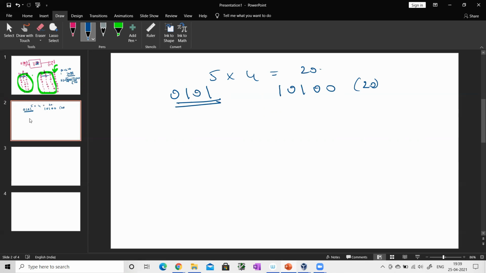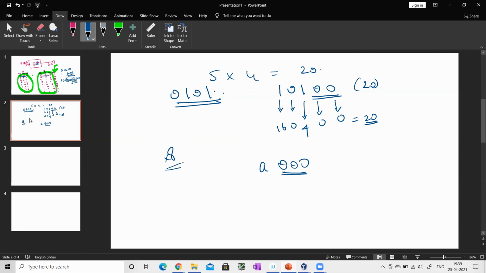This is nothing but appending 2 zeros to the number. You can check: 2 power 0 times 0, 2 power 1 times 0, 2 power 2 which is 4, 2 power 3 times 0, 2 power 4 which is 16. I'm doing the binary to decimal conversion. The answer is indeed 20. Similarly, if I take any number and multiply it by 8, I need to append 3 zeros at the end. That is what multiplying by 8 is. So this is our understanding.